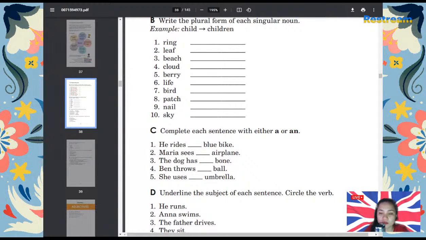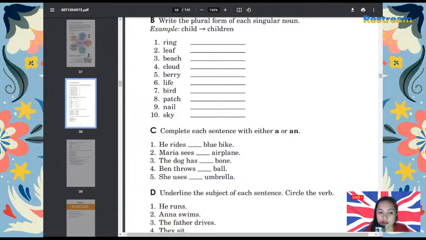So what is number one? We have here the sentence, he rides blank blue bike. We have the word blue, and as you can see, it starts with a consonant. So what will we use, a or an? He rides blank blue bike. A or an?